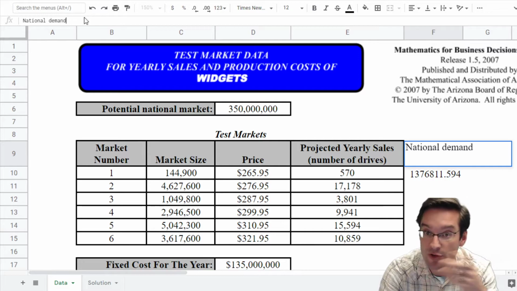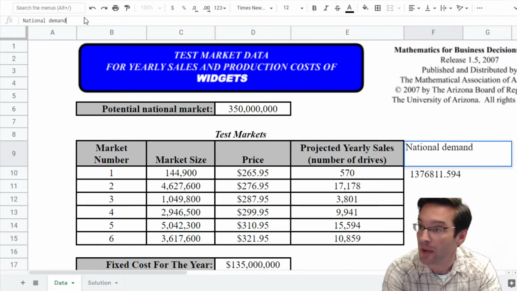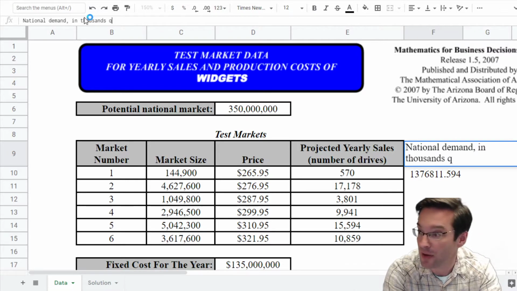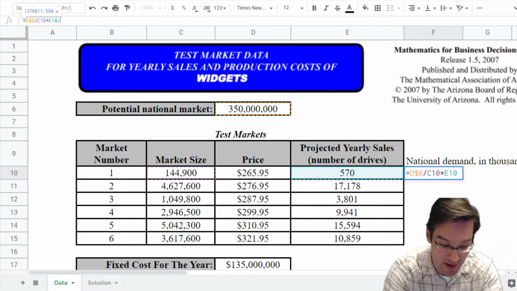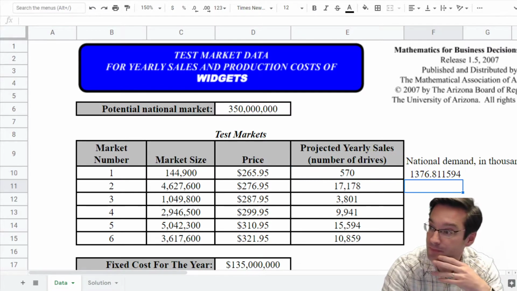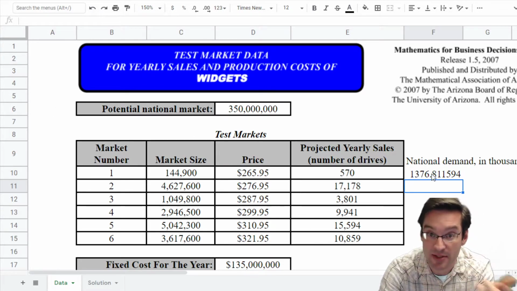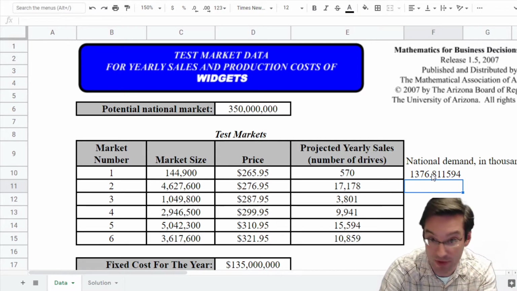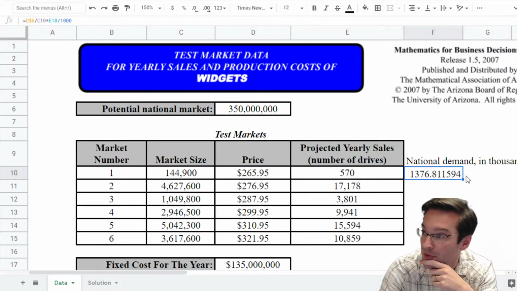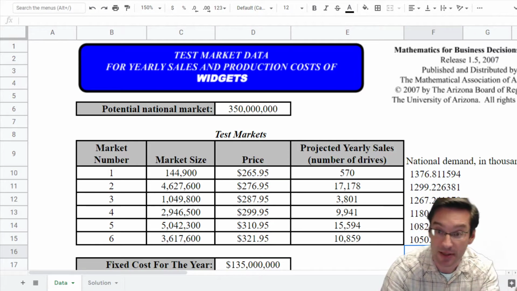To make the units tractable in this problem, we like to have the national demand measured in thousands of units. And so that's going to be what we call Q, my demand quantity. So to get this number in thousands, I just have to take it and divide it by 1,000. So that now 1376 means that we have a demand of 1,376,000 units.